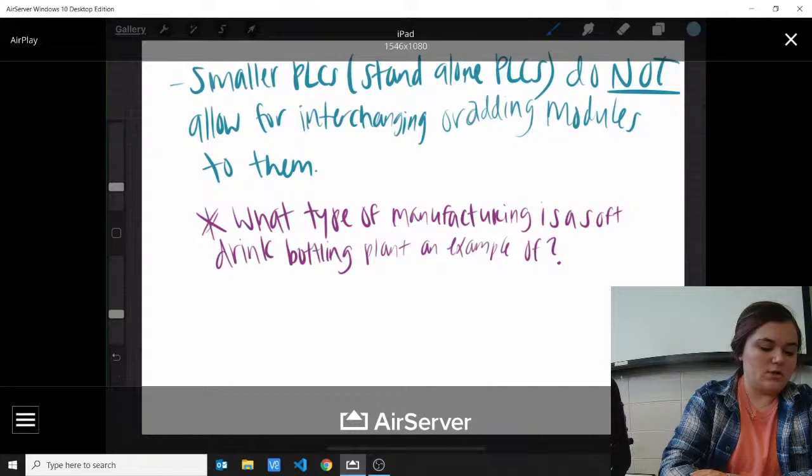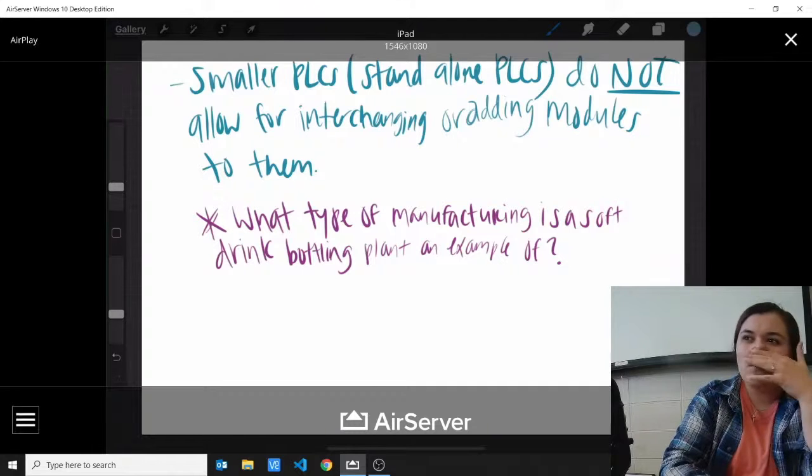So here's something that I added on here. What type of manufacturing is a soft drink bottling plant an example of? We just talked about it like 3 slides ago. There are 2 different types of manufacturing we talked about: process or discrete. So a soft drink is what? A consumable? So what kind of manufacturing do you think that would be?